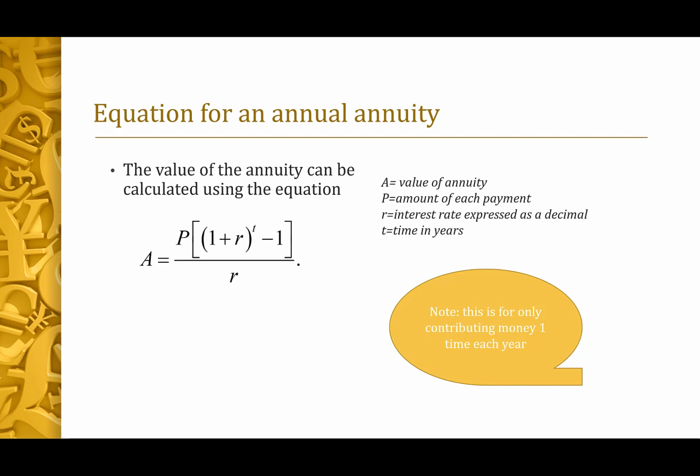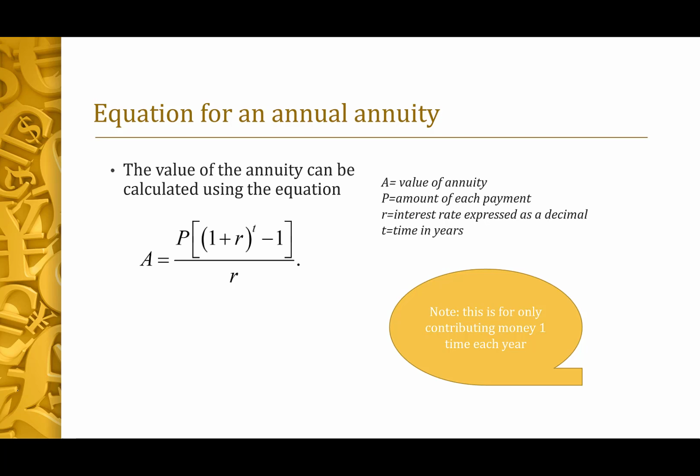A is equal to P times, and I have these big parentheses, and then inside I have parentheses 1 plus R to the power T minus 1, and that's all divided by R. A is the amount of the annuity, so this is our future amount. P is the payment that we're going to make every time. R is the interest rate, and we're assuming that this interest is consistent, so it's always going to be the same. We're going to write that as a decimal, and T is going to be the time in years.